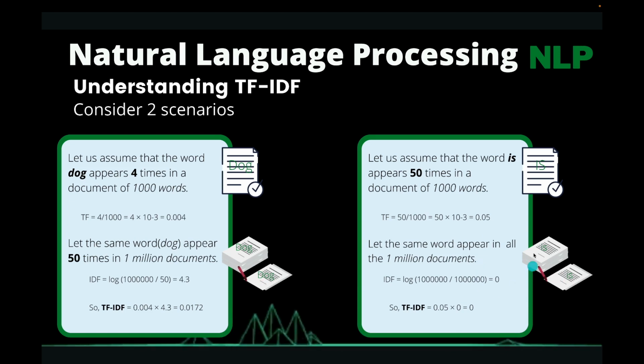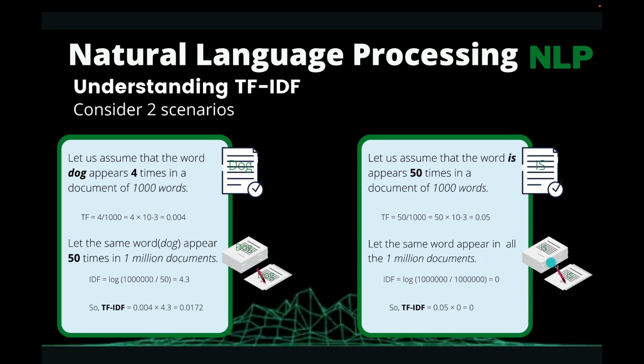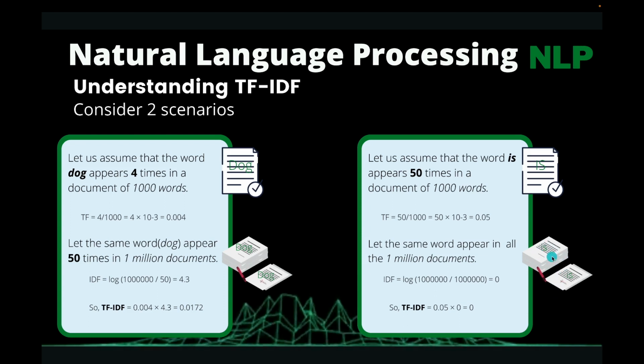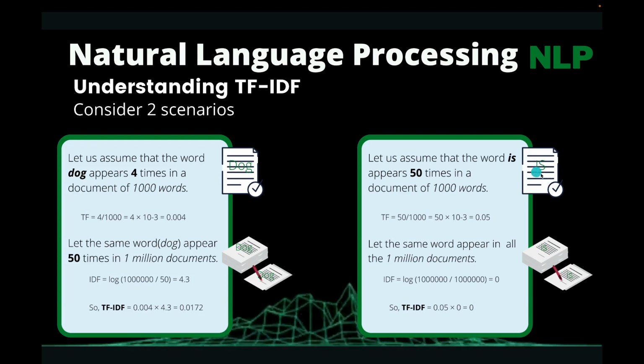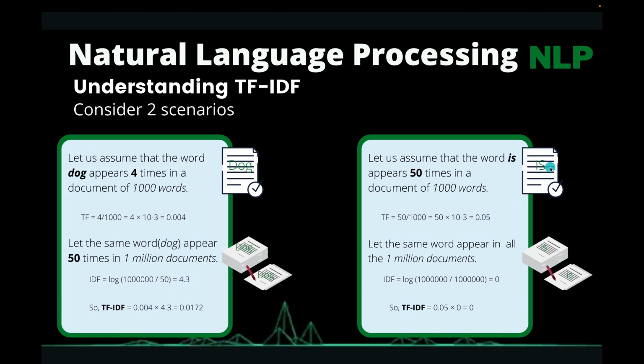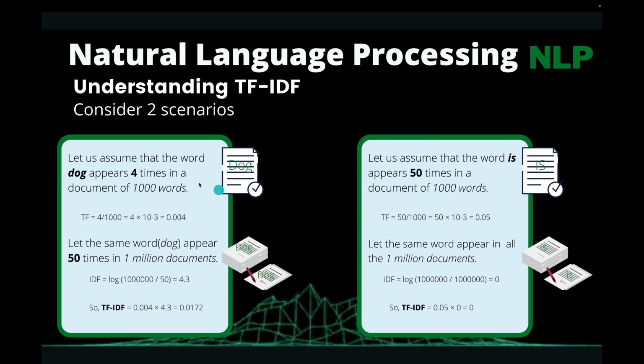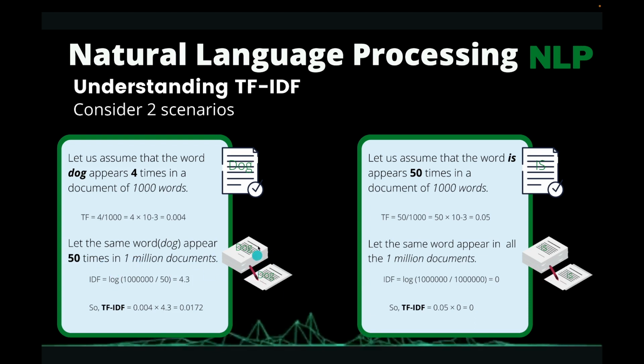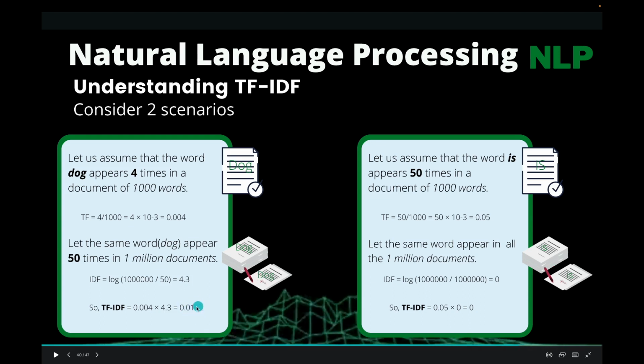We realize that it is not really significant in this document, because even in all the other documents it's appearing multiple times over there, so we can't give more importance to it over here, although it appears much. It's nothing special. But "dog" appears 4 times in this document, and when we look through all the other documents, it appears only 50 times. It means that it's significant, so that's why it's having a value over there.